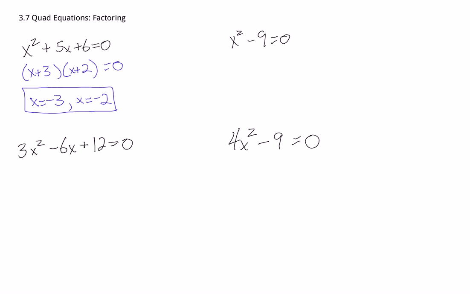Let's look at the next one here down below. We have a 3 out front. Remember, we have to get rid of that 3. So if we divide everything by 3, we have that. Now what we want to do is ask ourselves what multiplies to give us 4 and adds up to give us 2. And I made a mistake.